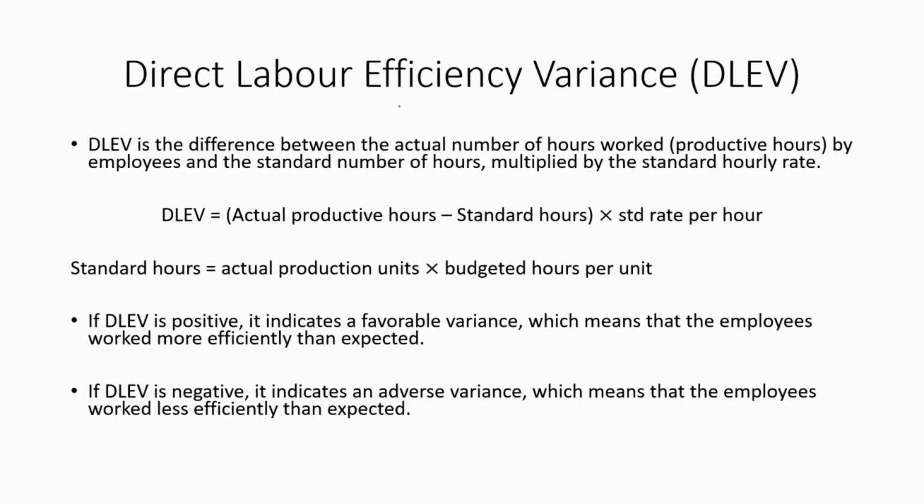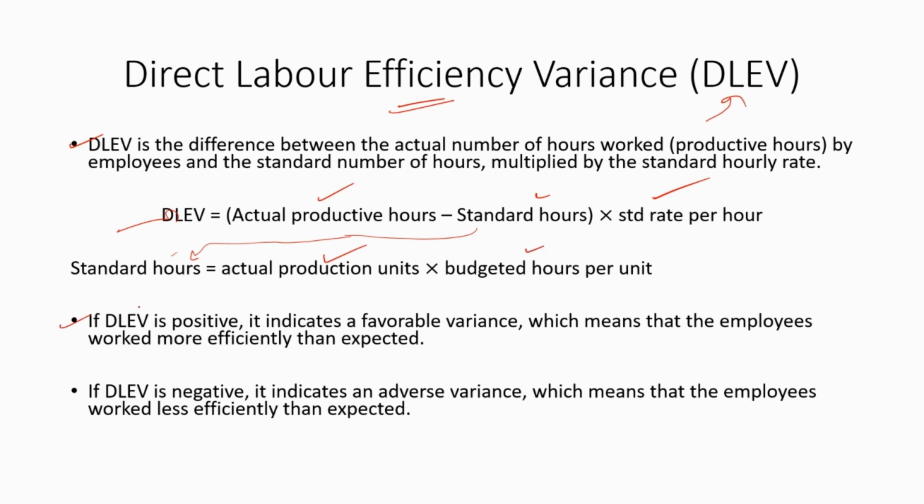Now let's discuss the direct labor efficiency variance, denoted by DLEV. Direct labor efficiency variance is the difference between the actual number of hours worked, which means productive hours, by employees and the standard number of hours, multiplied by the standard hourly rate. This is the equation we can use: direct labor efficiency variance is equal to actual productive hours minus standard hours, multiplied by the standard rate per hour. This is how we can calculate the standard hours: actual production units multiplied by the budgeted hours per unit.